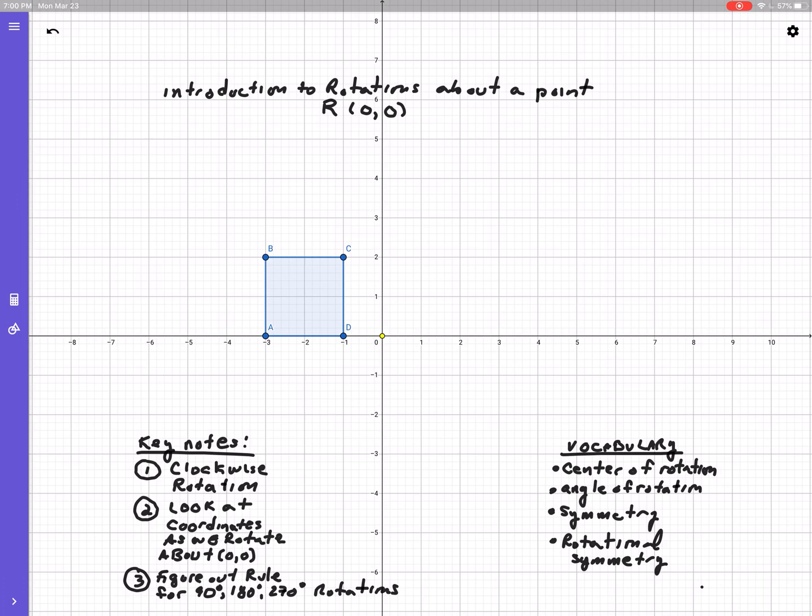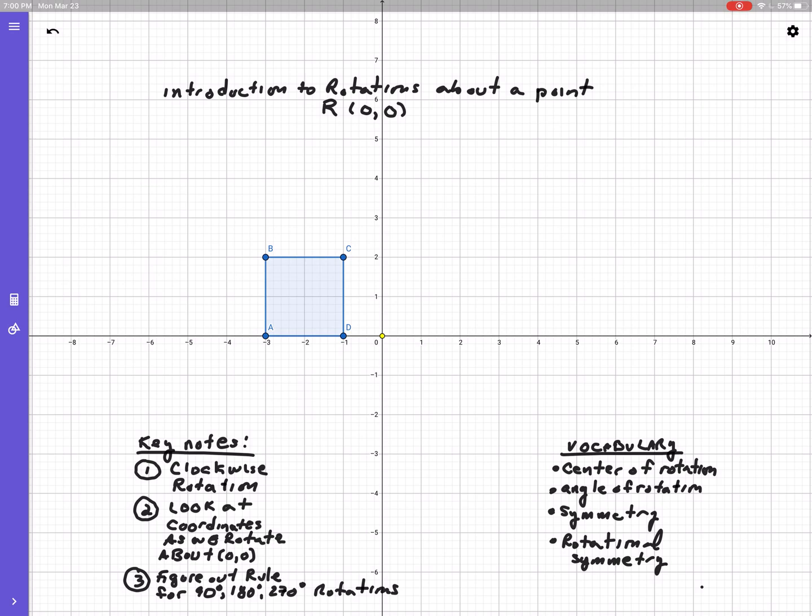And today we're going to talk about rotations, or more appropriately, an introduction to rotations about a point. And we're going to rotate about the point (0, 0), the origin. And you can note that I have colored the origin yellow. What you'll also notice is that I have a polygon, a nice square, ABCD, and we're going to take that polygon and rotate it around clockwise.